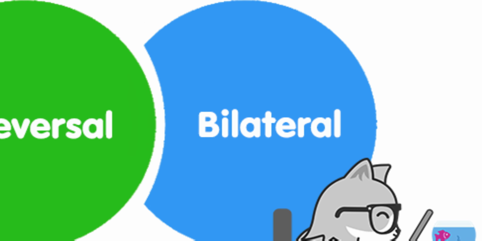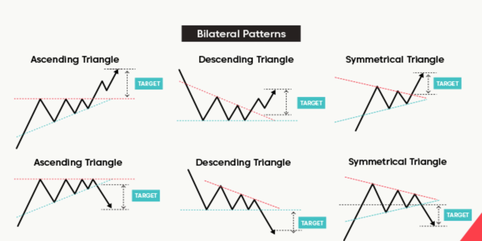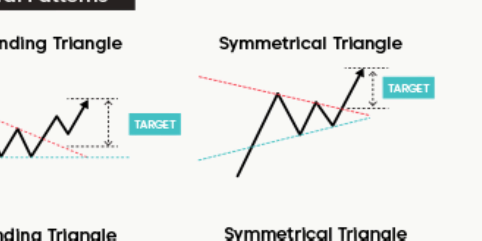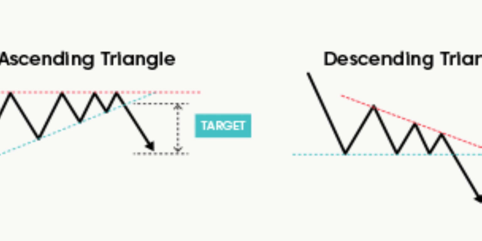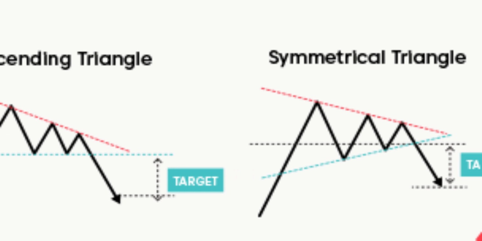3. Bilateral patterns. These are the trickiest. They can break either way, up or down. It's like a coin toss, but with some strategy involved. These require confirmation through indicators or price action.